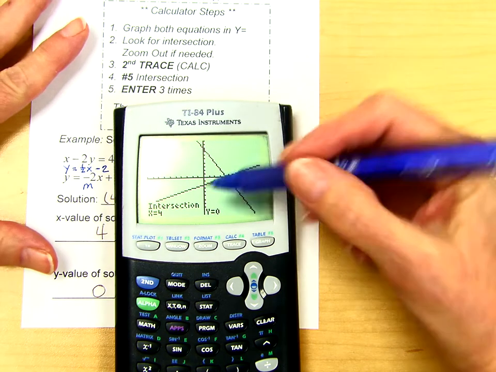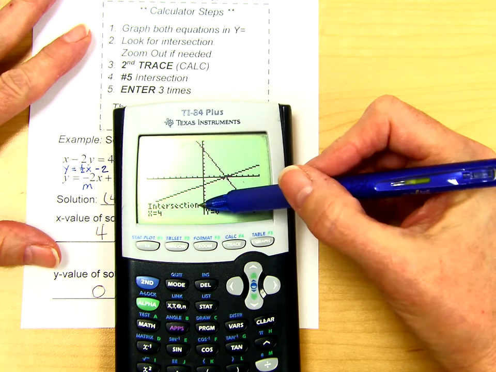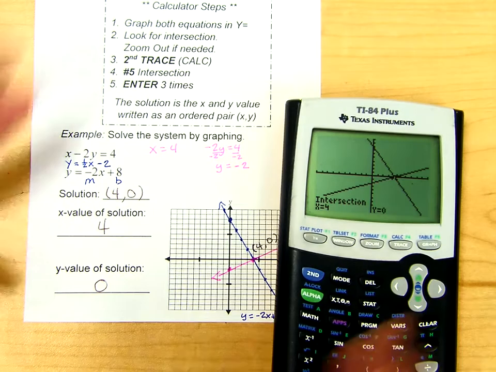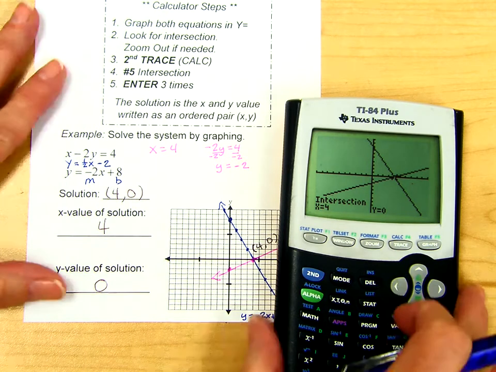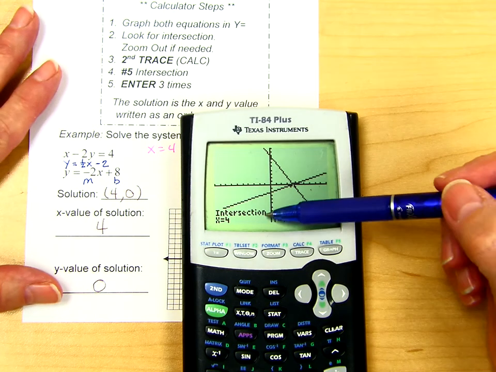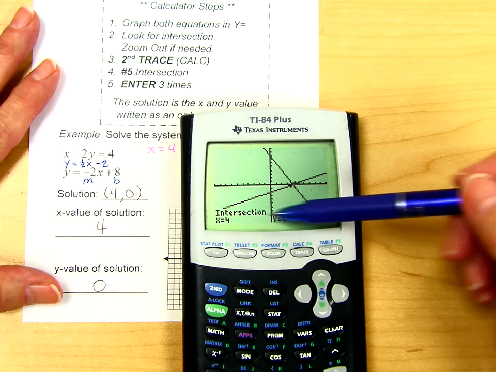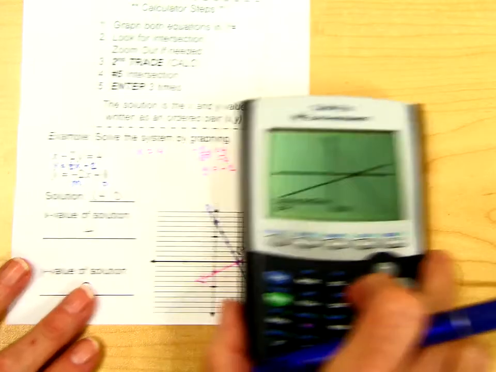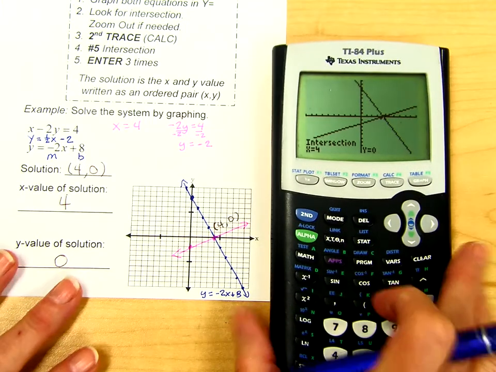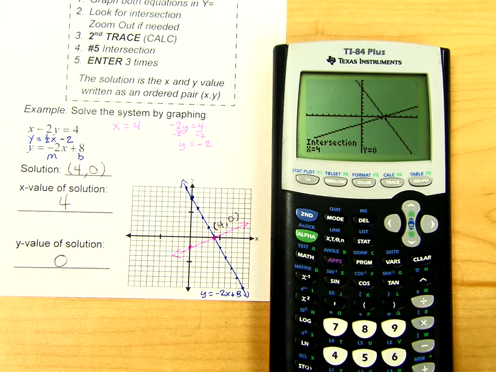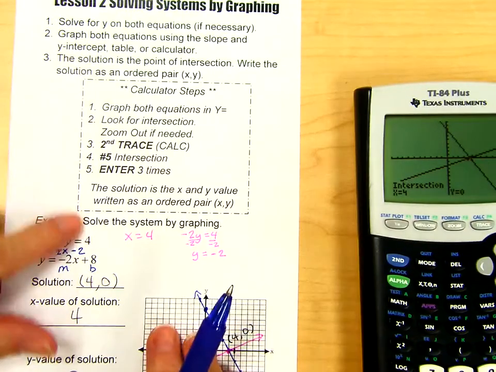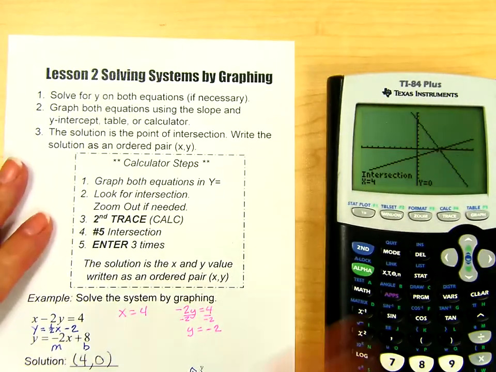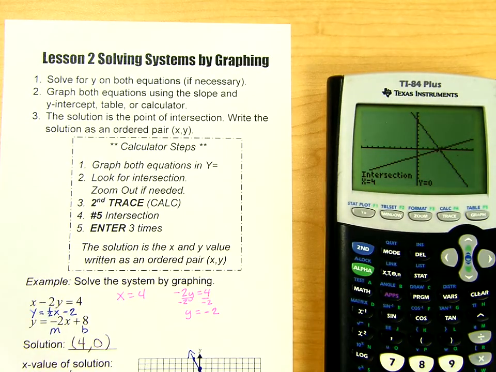And now it tells me that my intersection occurs when x is 4 and y is 0, which is what we found out when we did it by hand. So here is the intersection. X is 4, y is 0, so this is the ordered pair 4, 0, and that is how you graph in the calculator to find the intersection. Just follow the directions here, and it tells you your solution right there on the screen. So this is solving systems by graphing.